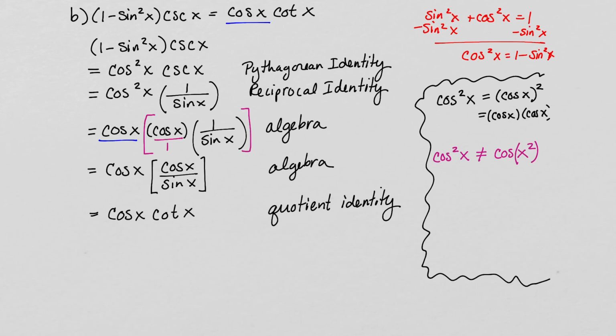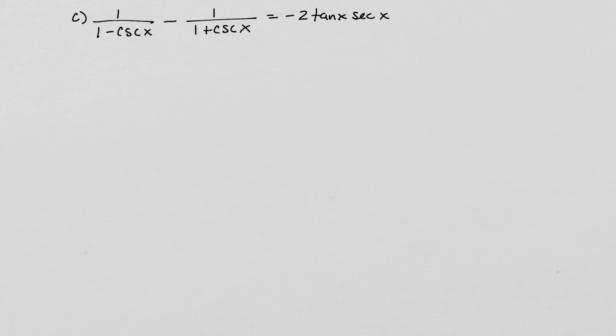So it's just another problem where you're trying to start on one side and get to the other side. So I have another one for us to look at. C: 1 over 1 minus the cosecant of x, minus 1 over 1 plus the cosecant of x, equals minus 2 tangent x secant x.